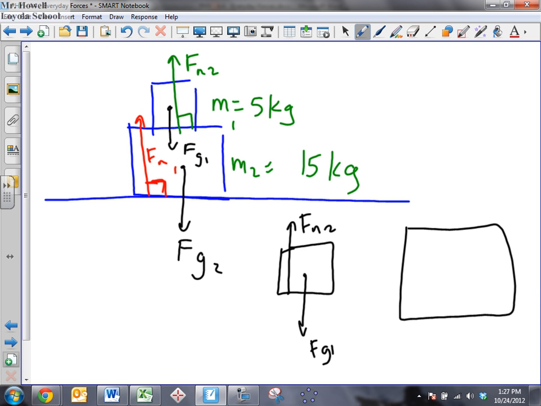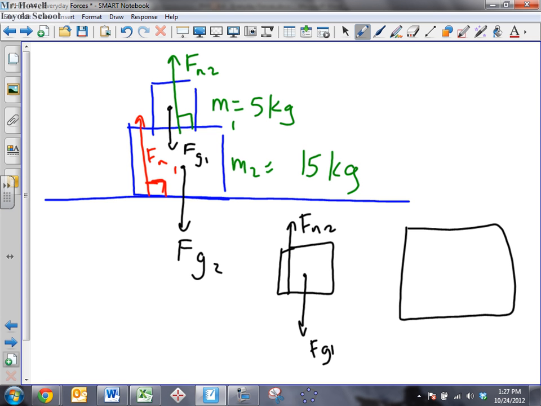Wait, I thought we had to keep the numbers consistent. Why is the bottom one Fg1 and the second? I meant consistent with the original diagram. I called this 1 and 2 because I was thinking this is the larger one and this is the smaller one. It doesn't really matter.